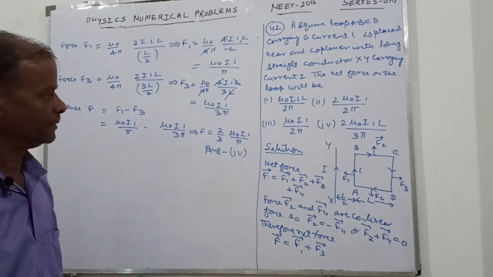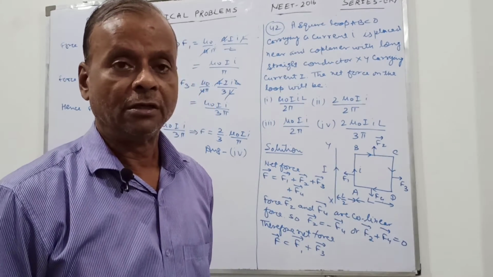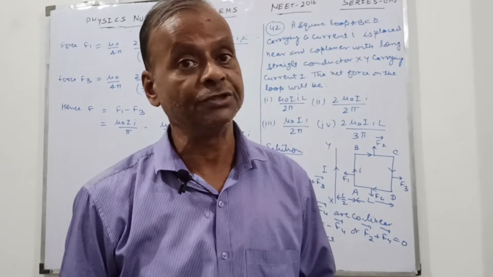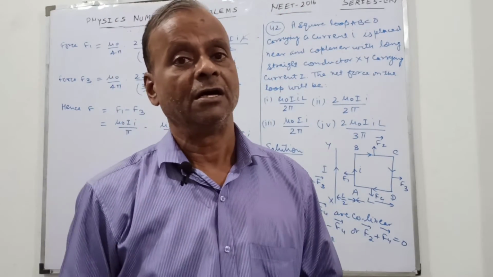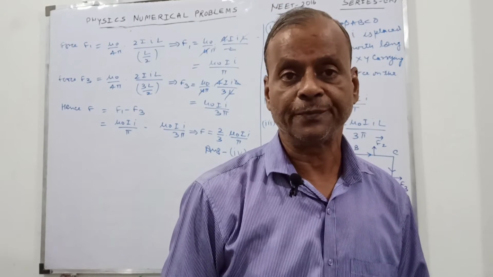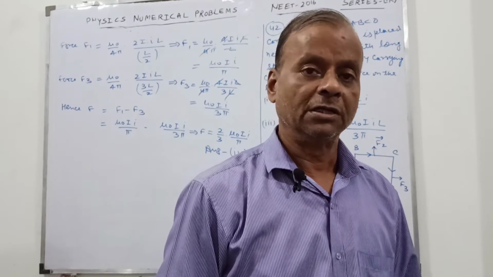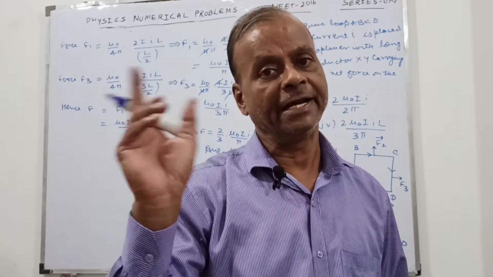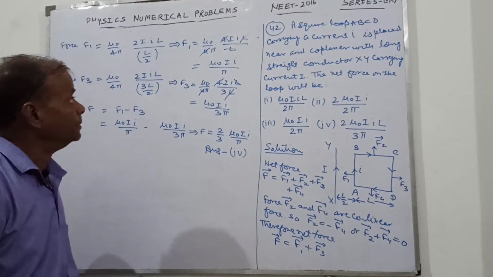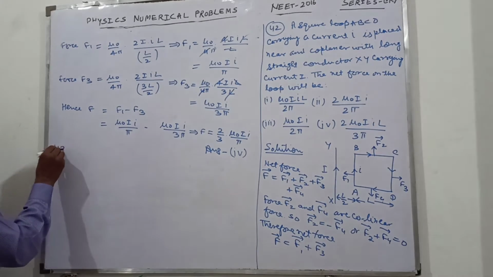So this is the direct application of the formula when two conductors are carrying current and are parallel to each other at a distance d apart. The formula is mu naught upon 4 pi into 2 I1 I2 upon R into L, the length of the conductor. This is question number 42. Now question number 43.